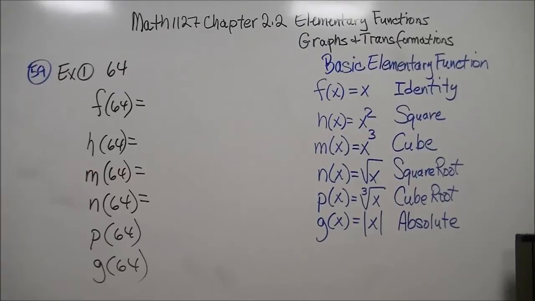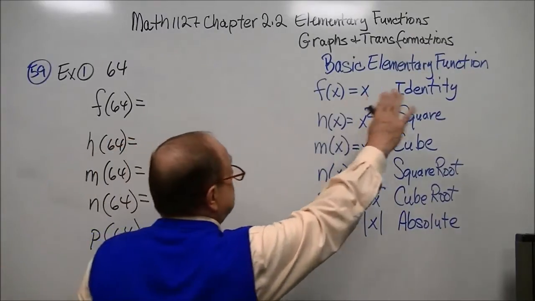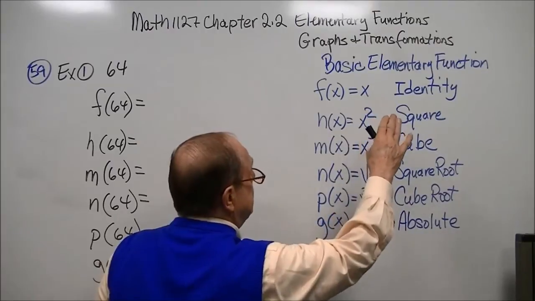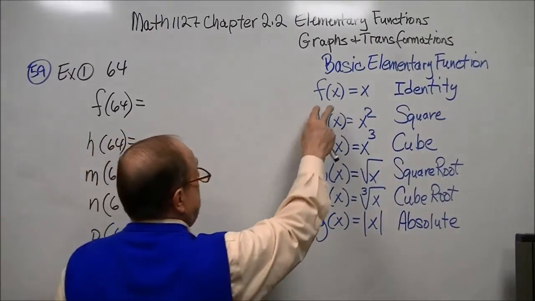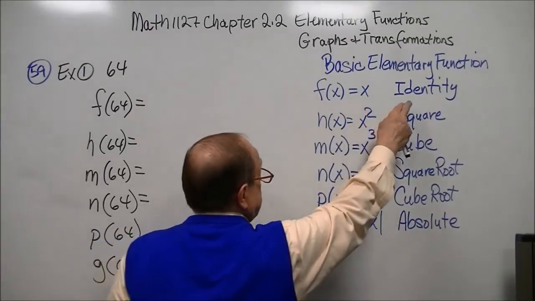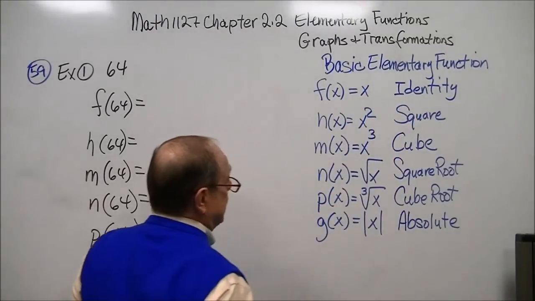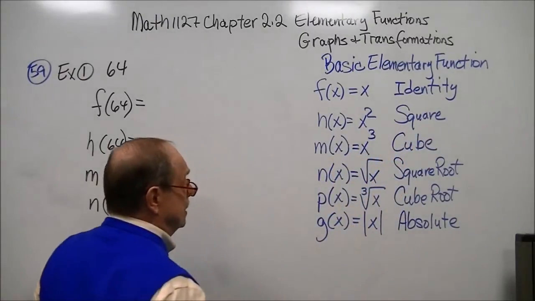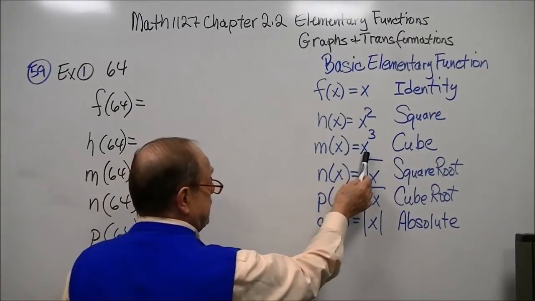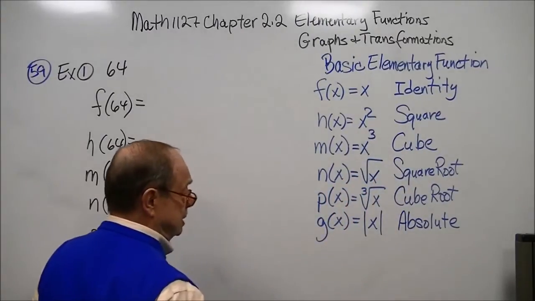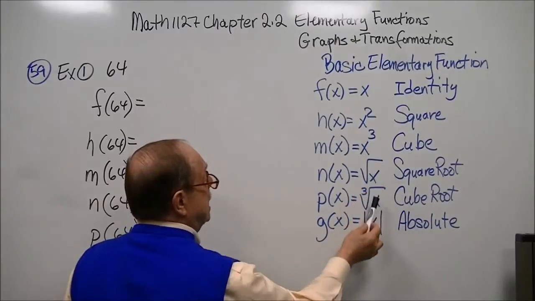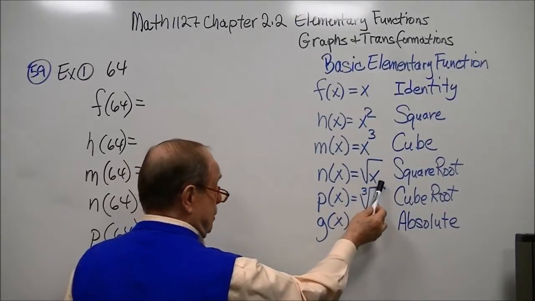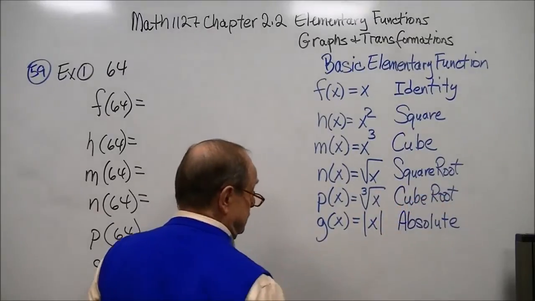All right, now going on to example 1, we'll get to it in a moment, but I'd like to go over some of the basic functions that are called basic elementary functions. So here we have the function of x equals x. This is an identity. Here the h of x is x squared, which is the square function. And then raising x to the third power is the cube function. And then putting the radical sign over the x, which is now the radicand, that's the square root function.